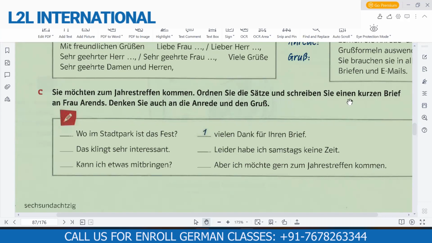Ordnen Sie die Sätze und schreiben Sie einen kurzen Brief an Frau Ahrens. So you have to order the sentences, meaning which sentence you will say first, then which next, and after that which. Then when your sentences are arranged, you have to bring them together in one paragraph, and you have to write a reply letter to Frau Ahrens. And you also have to think about a proper Anrede, that is the salutation, and a proper greeting at the end. So first it is given here, when we receive any invitation, the first sentence we give in reply is vielen Dank für Ihren Brief.